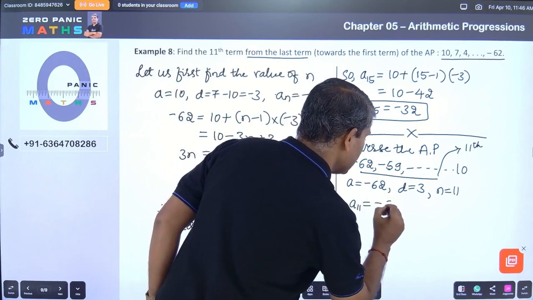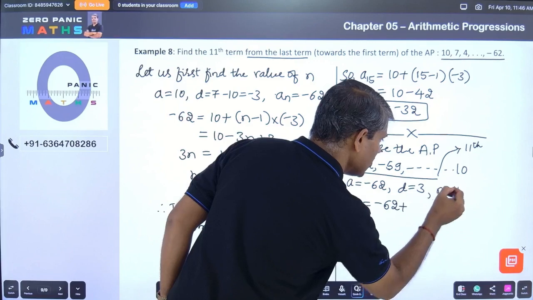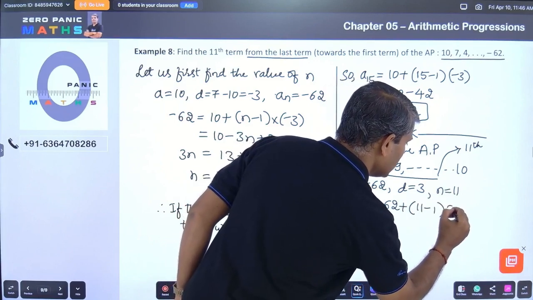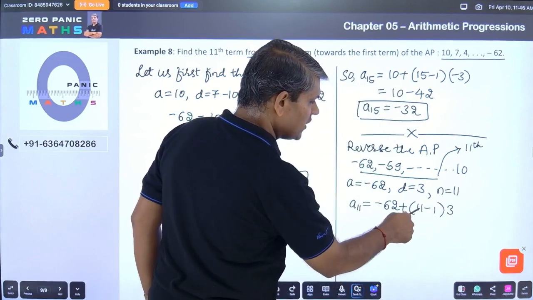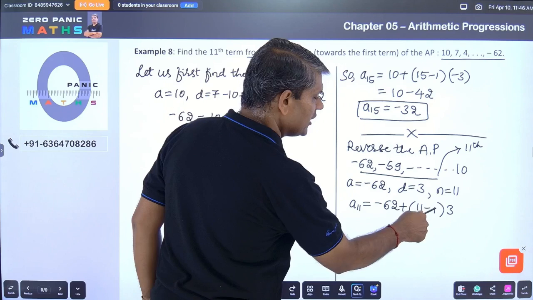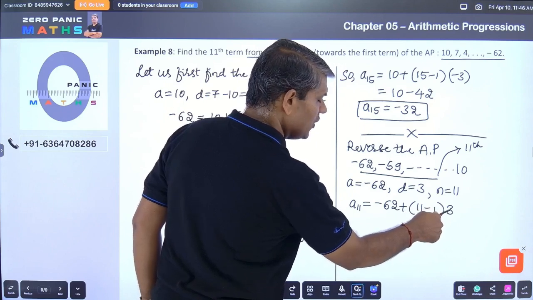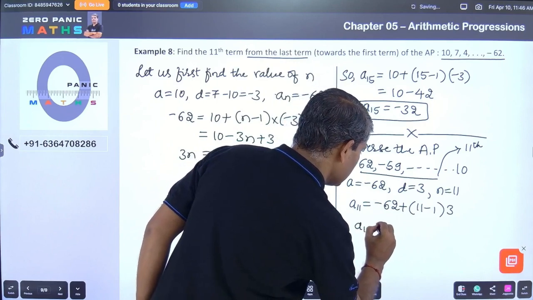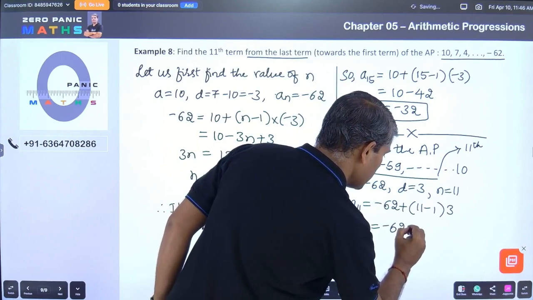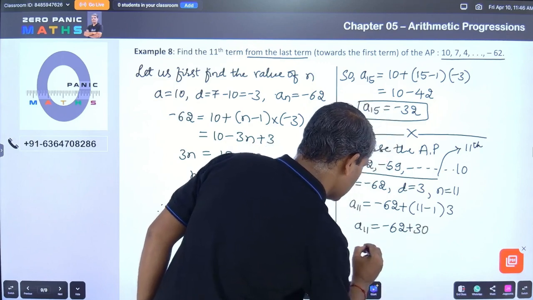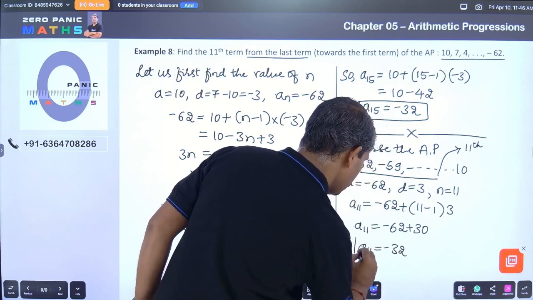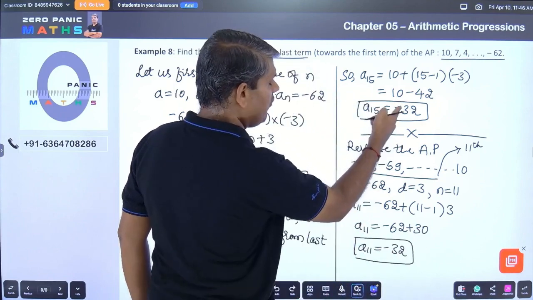What is A? A is minus 62. And what is n? n is 11. So 11 minus 1, into 3. What is this? 11 minus 1 is 10. 10 into 3 is 30. And minus 62 plus 30. And what is the 11th term? It is minus 32. You see it? It is the same value, minus 32.